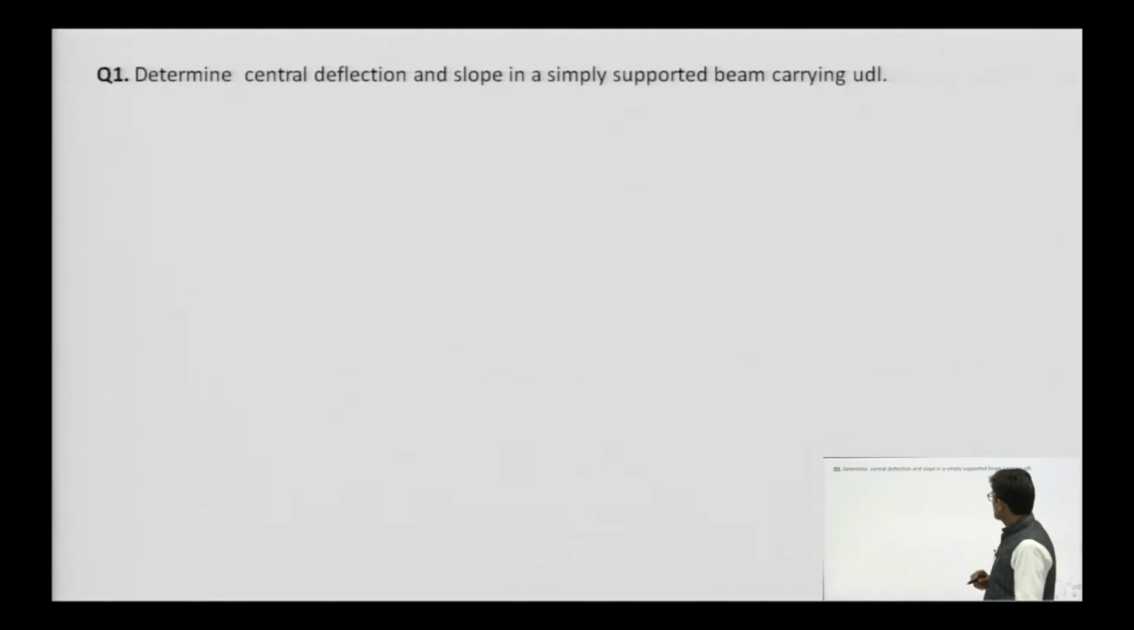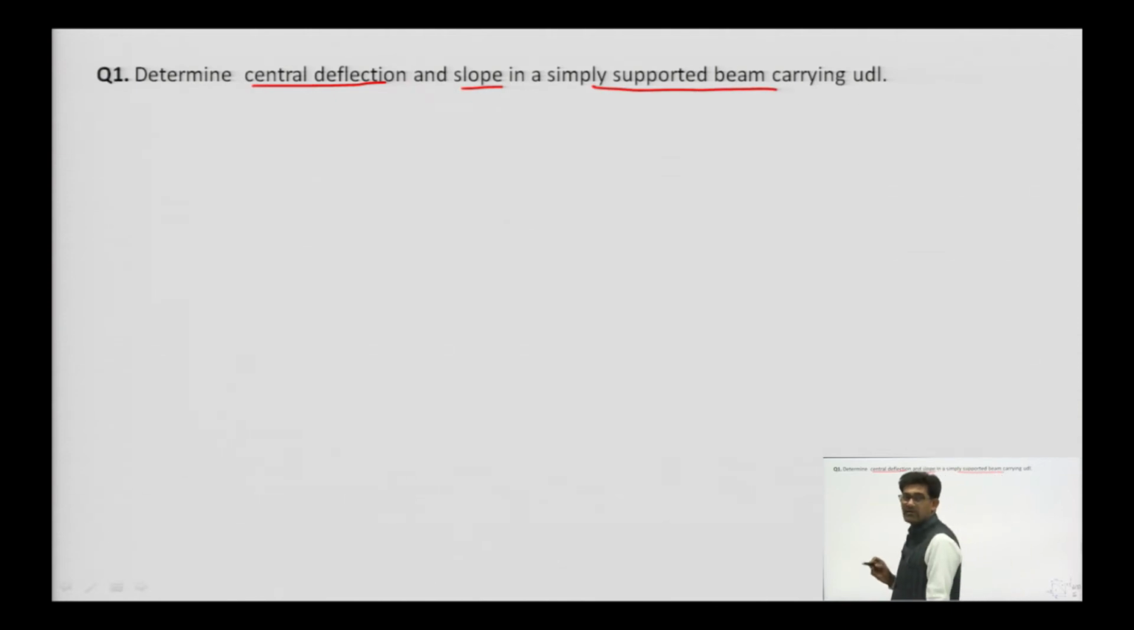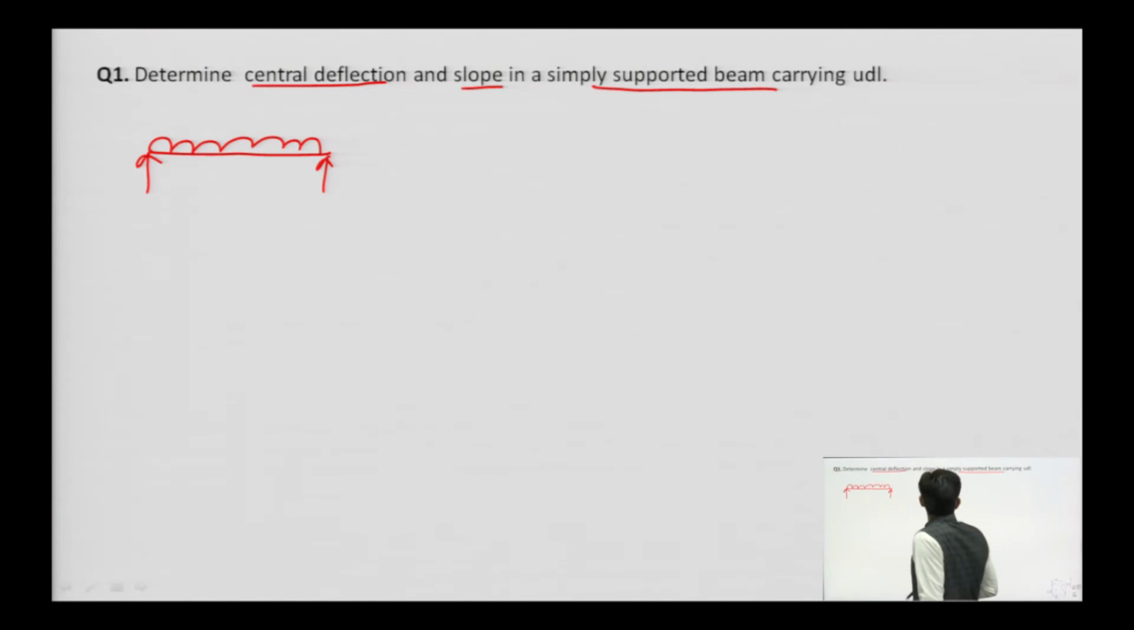So let us do one question. We need to find the central deflection and slope in a simply supported beam. Let us make a simply supported beam carrying UDL, of length L. Say this is point A and this is point B.